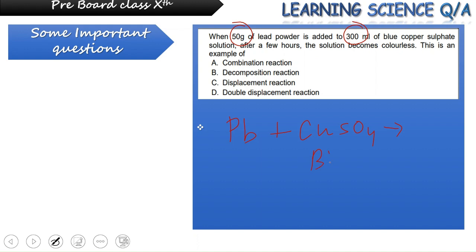Having a blue color is a property of copper sulfate solution which, when displaced by lead, forming PbSO4, which is lead sulfate, turns the solution colorless. Also, lead displaces copper from its salt solution. So we have PbSO4 produced with the help of a displacement reaction. So the correct answer would be, this is an example of displacement reaction.